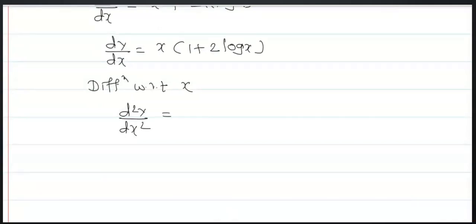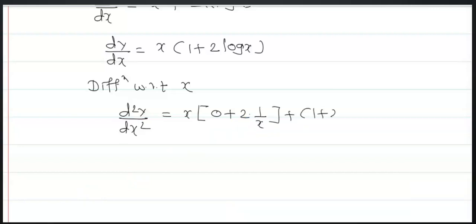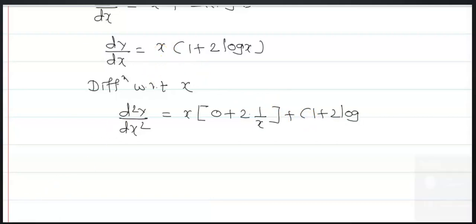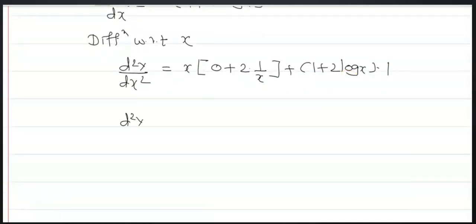Therefore, d2y by dx square is equal to, now here we will apply the product rule. Now keep this x as it is, derivative of 1 is 0 and derivative of this log of x is 1 upon x. Then it will come 2 upon x. See this? Plus 1 plus 2 log of x, keep as it is, and then derivative of x. The derivative of x is 1. Now we can simplify d2y by dx square is equal to.